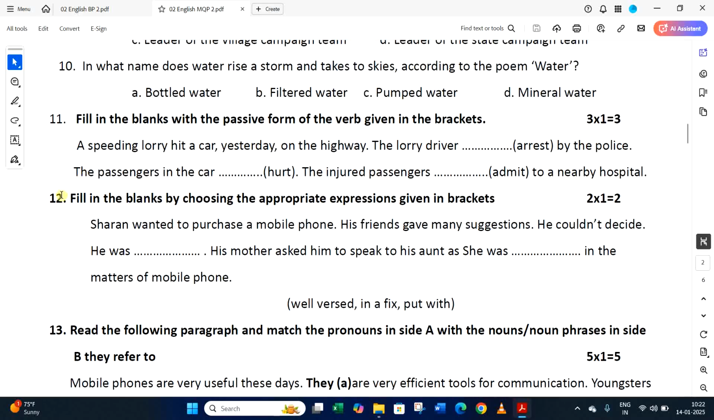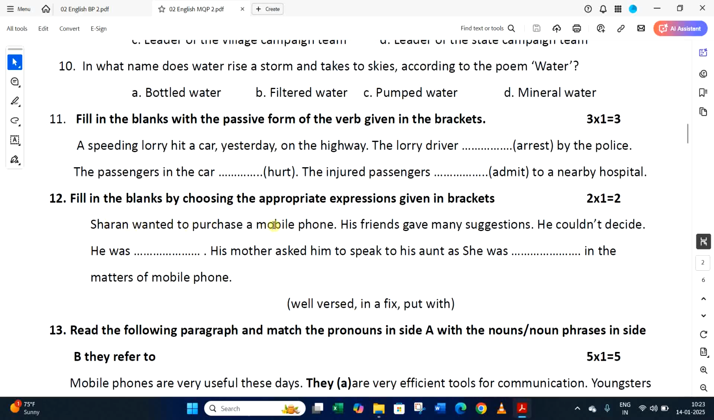So question number 12, you can find over here: fill in the blanks by choosing the appropriate expressions given in the brackets. You will find appropriate expressions and phrasal verbs over here, which we have to fill in the blanks. This is for 2 marks.